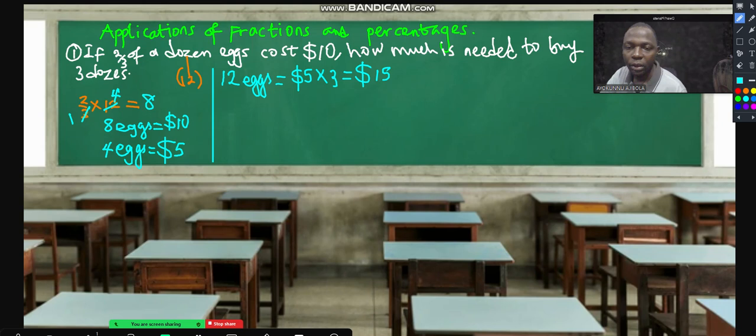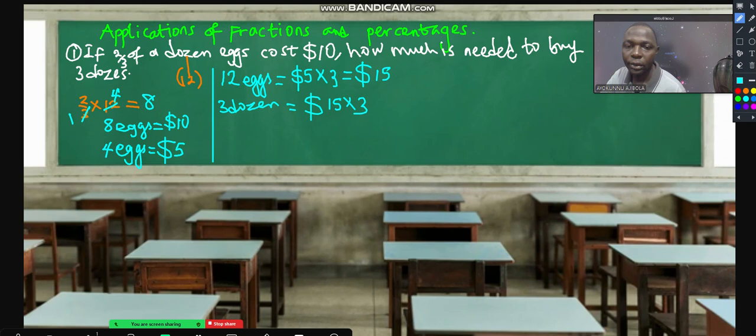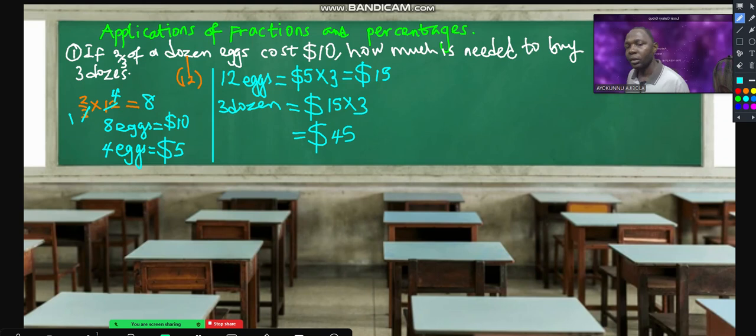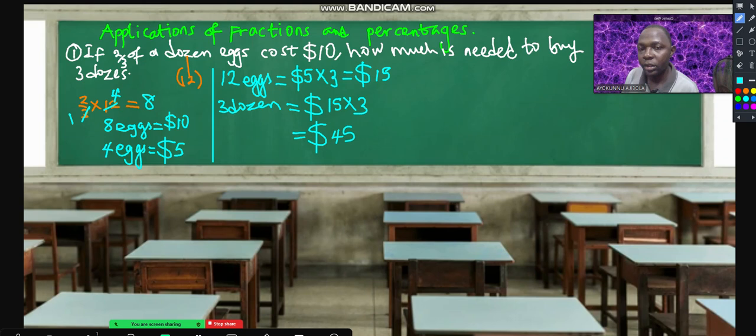Now, we are looking for the cost of 3 dozens, which is 36. So 3 dozens, which is 12 times 3, will cost $15 times 3. And the answer is $45. So that is trying to apply fractions to situations. What about percentages?